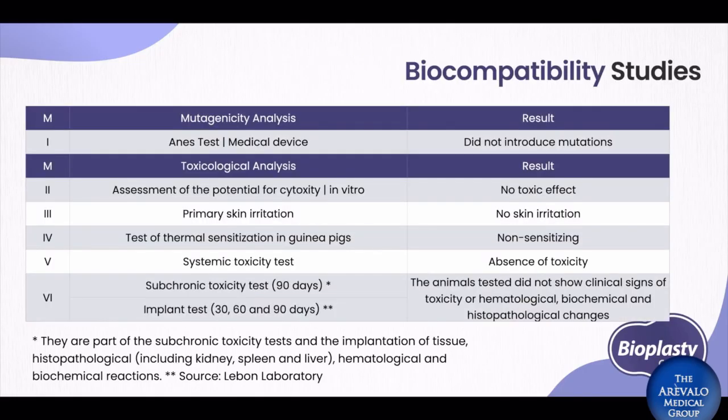In biocompatibility studies, the mutagenesis analysis did not introduce mutations. In addition, toxicological analysis showed no toxic effect or skin irritation. The test of thermal sensitization in guinea pigs resulted in no sensitizer. The systemic toxicity test resulted in no toxicity, and the animals tested did not show clinical signs of toxicity or hematological, biochemical, and histopathological changes.